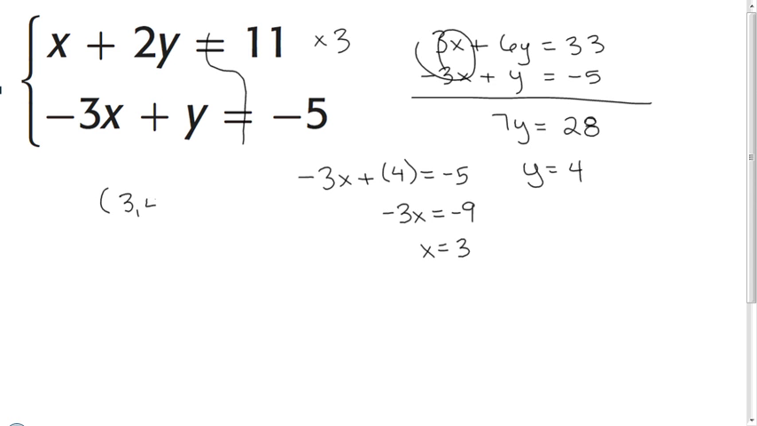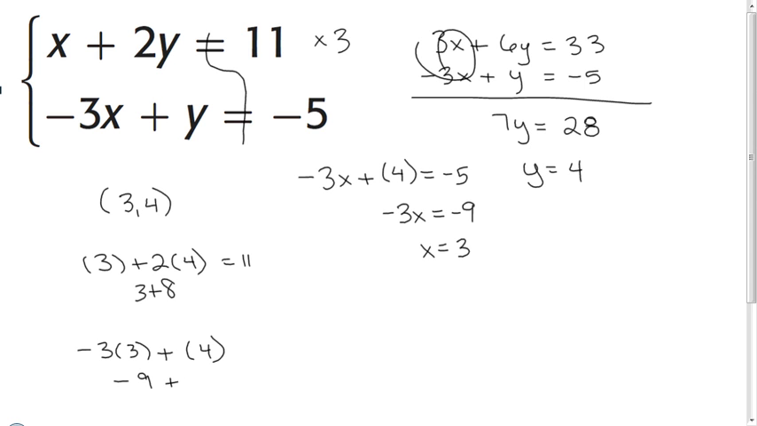Writing my answer as an ordered pair and going through and checking it, I see in the first equation that 3 plus 2 times 4, that's 8 plus 3 gives me 11, and that's what I'm supposed to get. And in the second equation, I get -3 times 3 plus 4, so I'm getting -9 plus 4, and that gives me -5, which I'm supposed to get. So again, verification, always take the time to check. This point is the solution to that system.